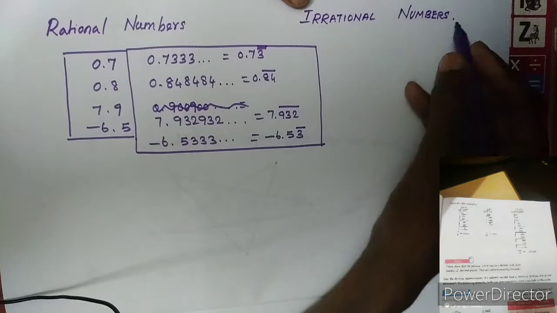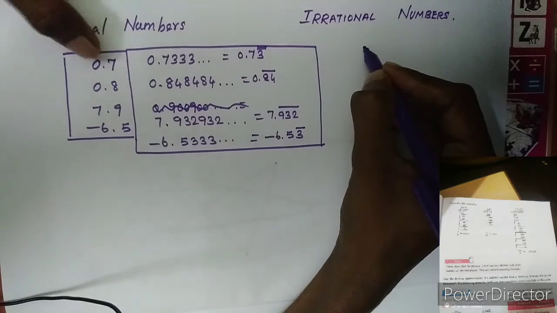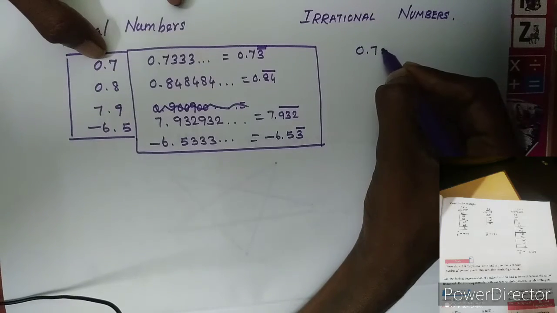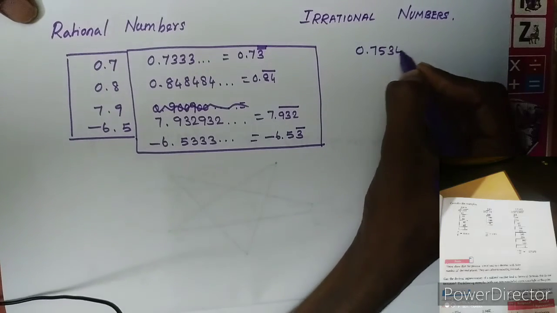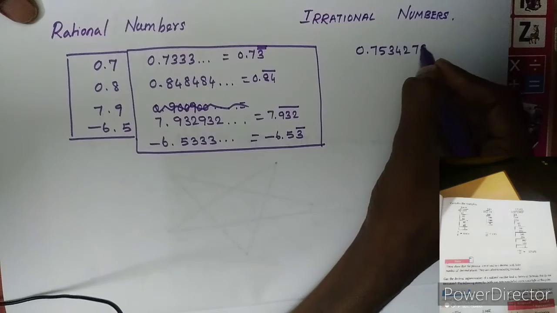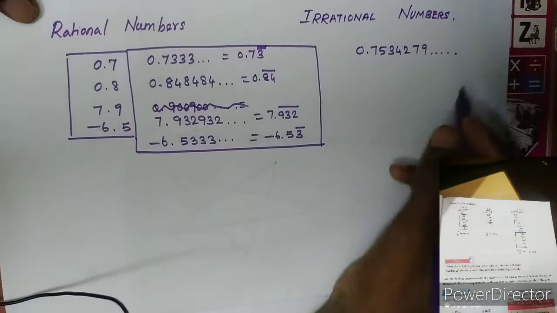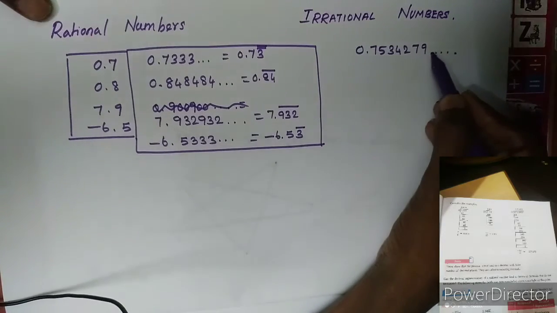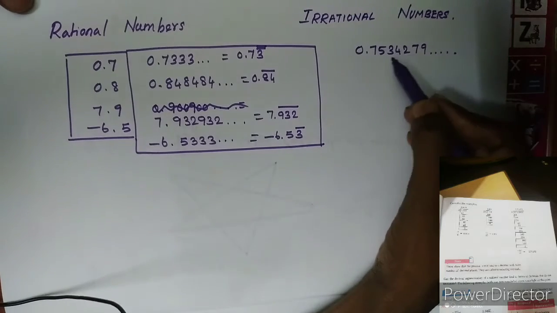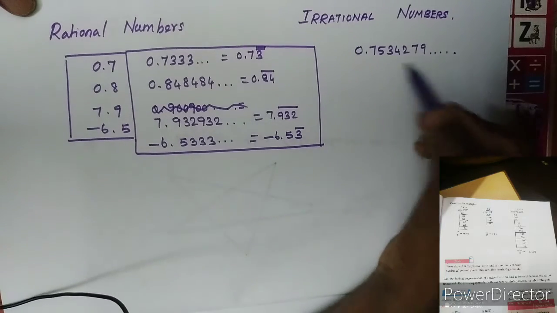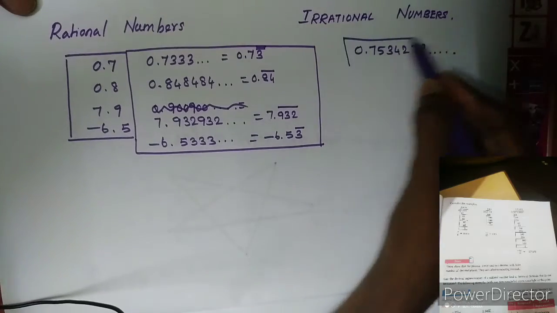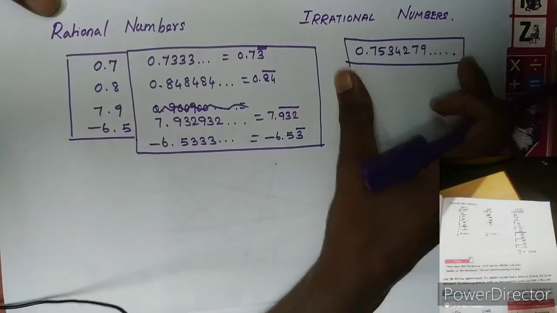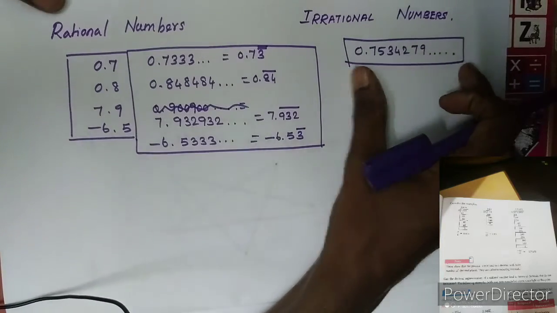For example, for an irrational number I will consider the same method, 0.7, then continue the number, for example 5, 3, 4, 2, 7, 9, etc. We cannot imagine the next number. Here after 9, what is the next number? It is not possible to write because there is no recurring block. This is called an irrational number. So this is a simple way we can represent an irrational number.